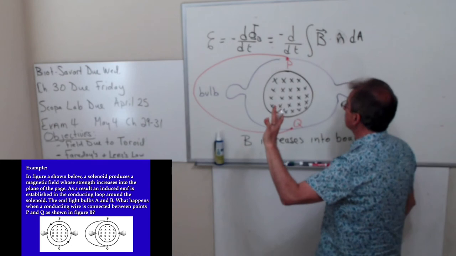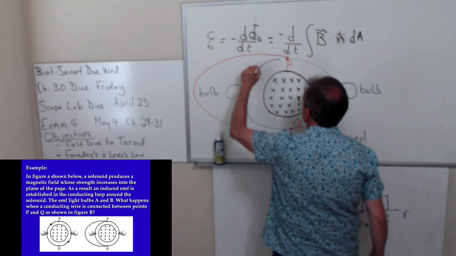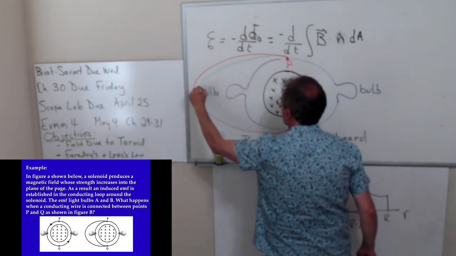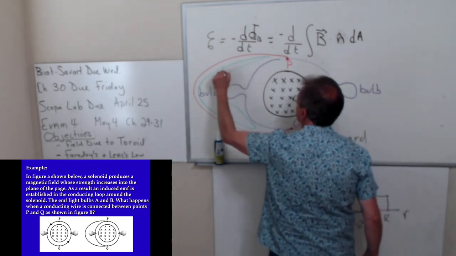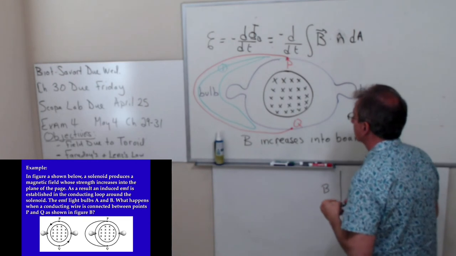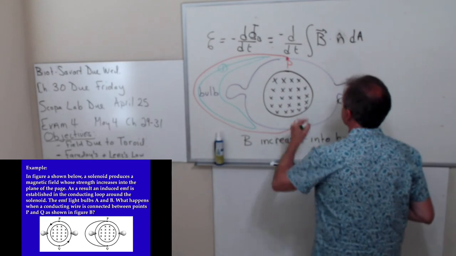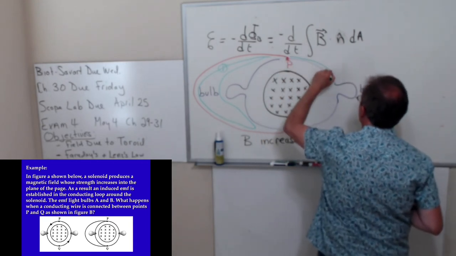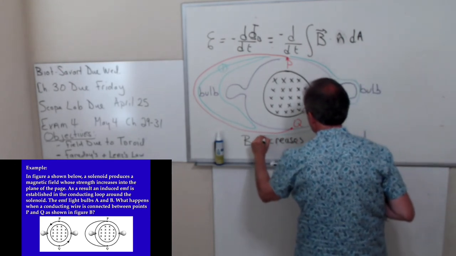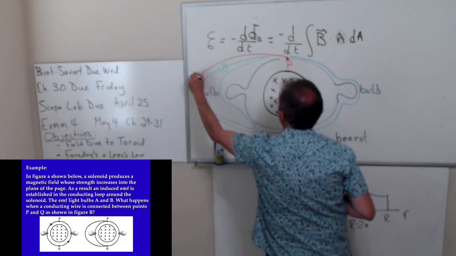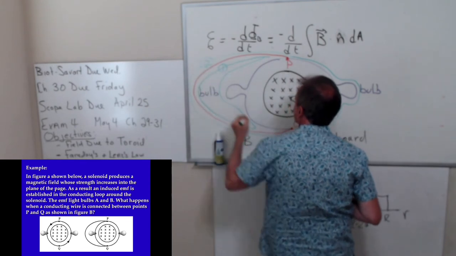Three? There's three loops, right? There's this loop. So I'm going to use green for the different loops. So this is loop one, right? What's the second loop? Let's call this two.